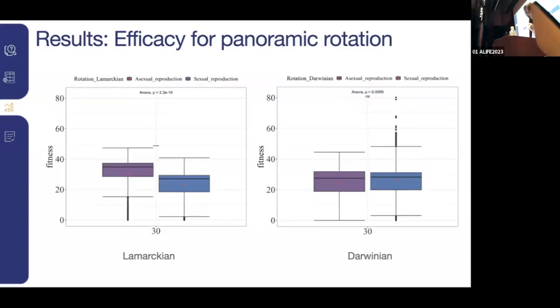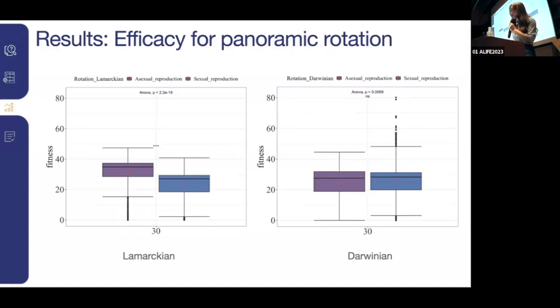While performing the rotation task, Lamarckian asexual reproduction is still the winner for the mean fitness value. However, for the max value, Darwinian sexual reproduction reached the highest fitness value, which is almost twice as good as the max from the other three combinations.